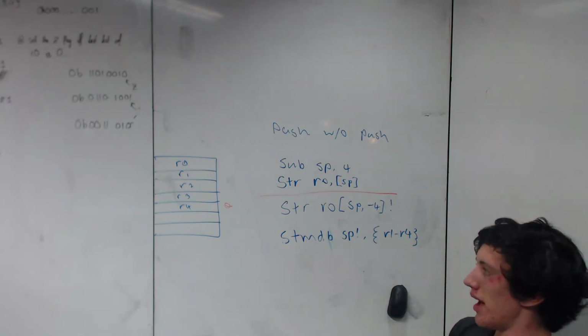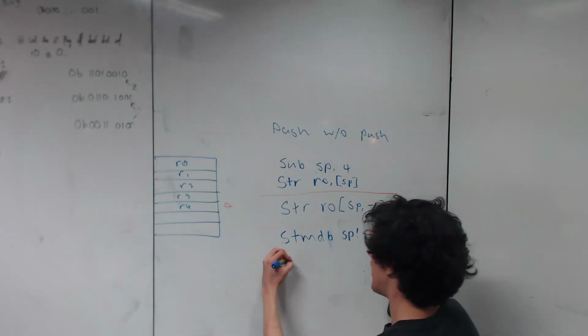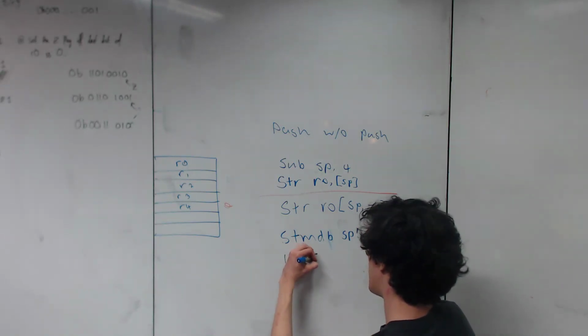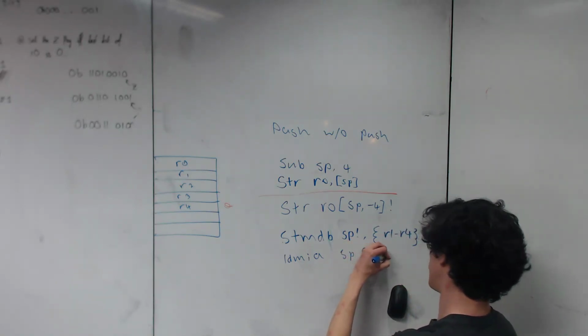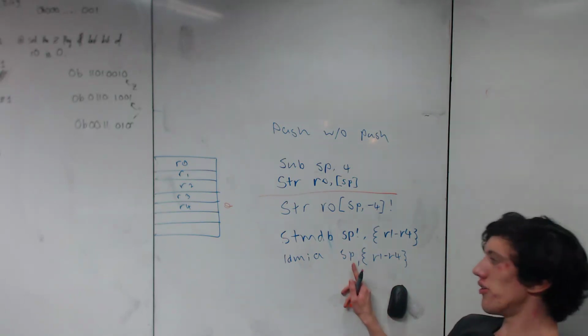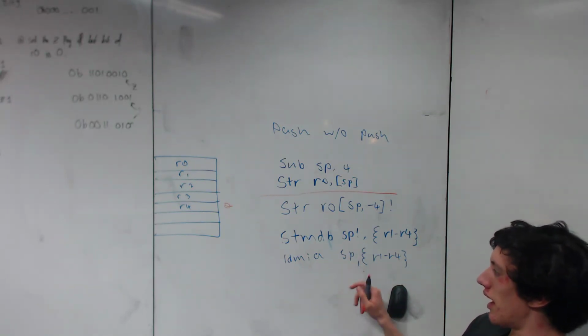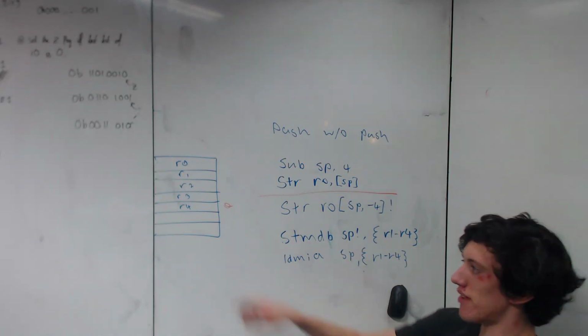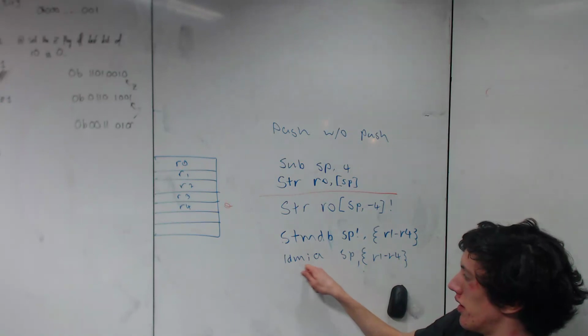I think that's correct. And pop then is the other way around, load: LDMIA SP, and then the register list. Now, note there is no exclamation mark here. We do not want to increment the stack pointer before we do a load, because the stack pointer is always pointing at the first thing on the stack. So load multiple, increment afterwards.